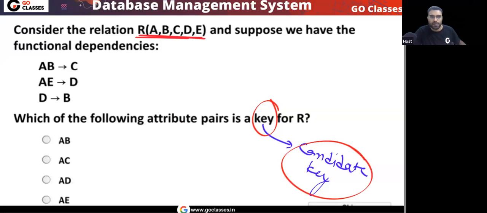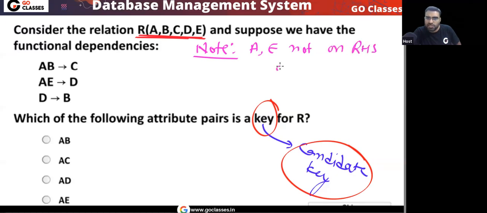Now tell me, is there any attribute which does not appear on the RHS? You can see A and E do not appear on the RHS. So you can note that A, E are not on the RHS of any FD.